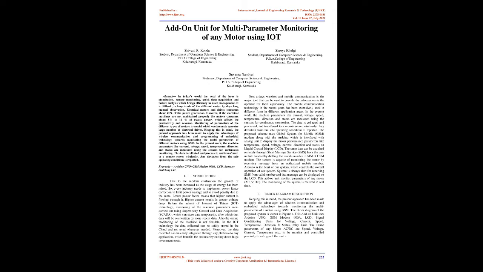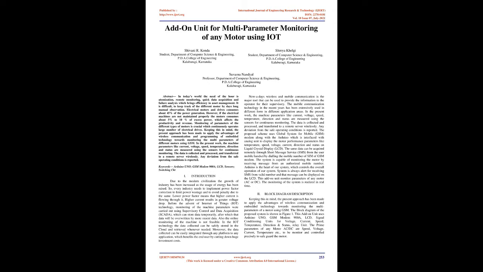Keywords: Arduino Uno, GSM modem 900A, LCD, sensors, switching CKT. Introduction. Due to modern civilization, the growth of industry has increased as the usage of energy has risen. So, every industry needs to implement power factor correction to limit power wastage and to avoid penalty due to the same. Lower power factor means that higher current is flowing through it. Higher current results in greater voltage drop.